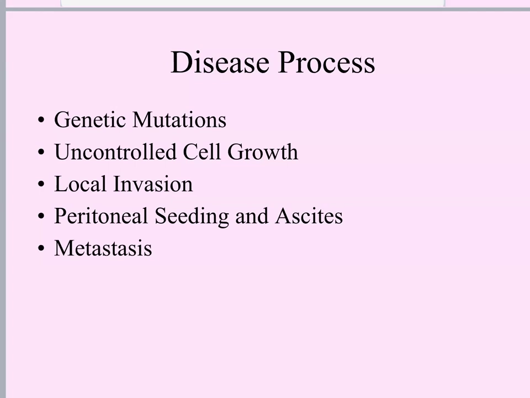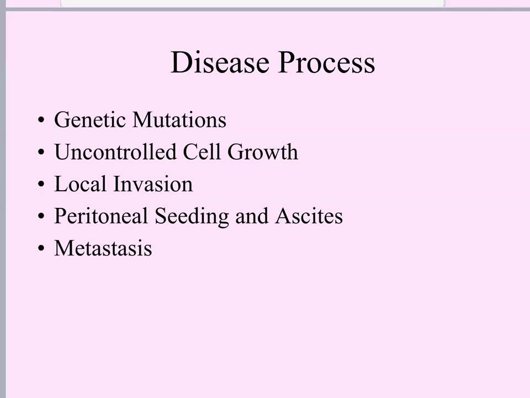Metastasis occurs, that's the name for when the cancer spreads to other organs. Like I said, it can be direct extension to the pelvic organs. It can also spread throughout the lymphatic system through the pelvic and para-aortic lymph nodes.